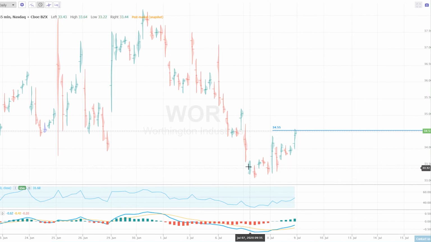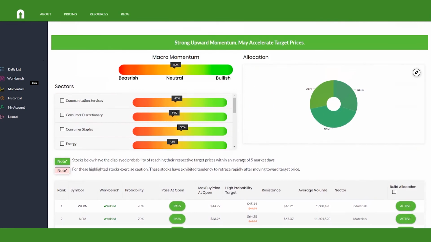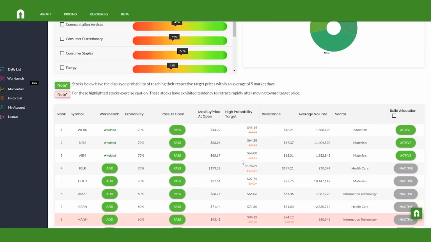And as you can see, it's more of the reversal type setups here whenever they're in the red shaded versus the white shaded. So those are a few of the case studies that I wanted to show you on the daily list. Now, not everything has hit its target prices for today, and FinClub doesn't expect it to. It does expect to hit it within the average of the next 5 market days. So let's jump into the workbench, and you'll see exactly why I added these to workbench as we went through.